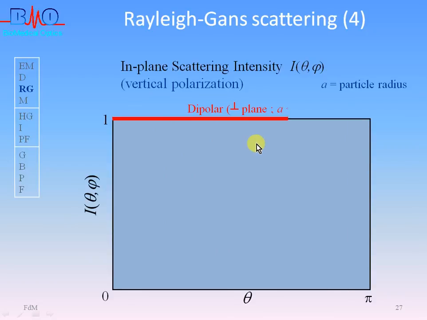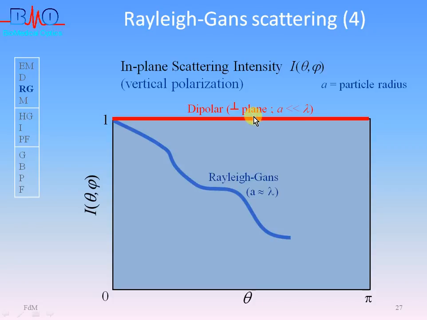Now, the plot again, of I as a function of theta. For dipolar we had this, for Rayleigh-Gans, with the radius about lambda, we have this decreasing function here with some wobbles, and the wobbles are caused by the destructive interference effects.